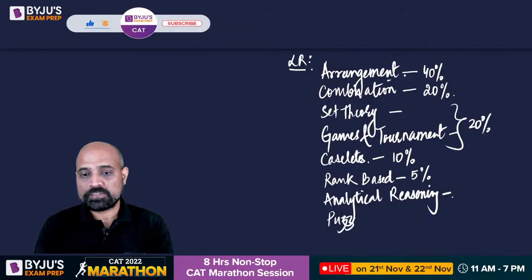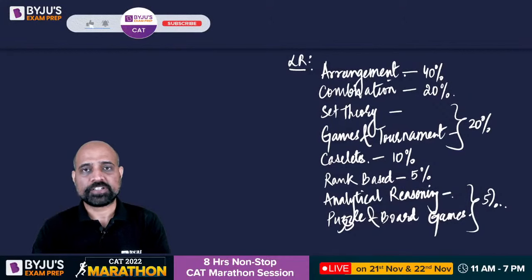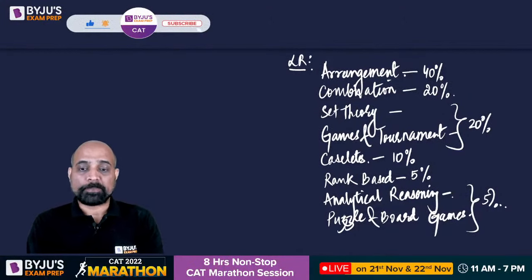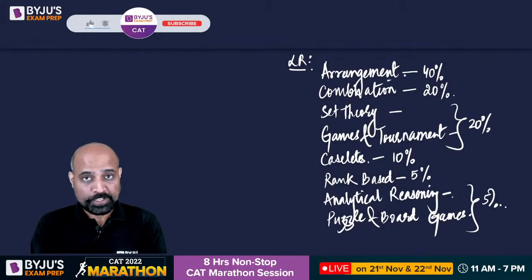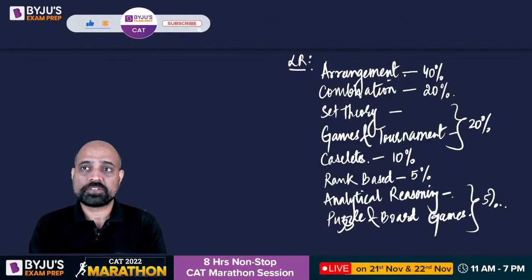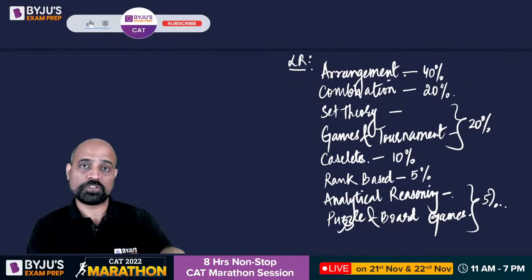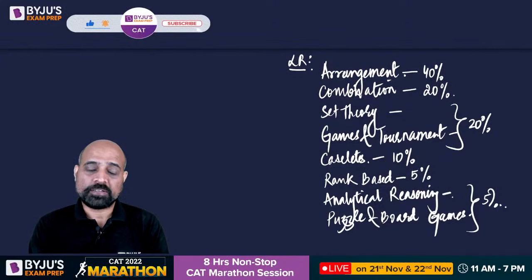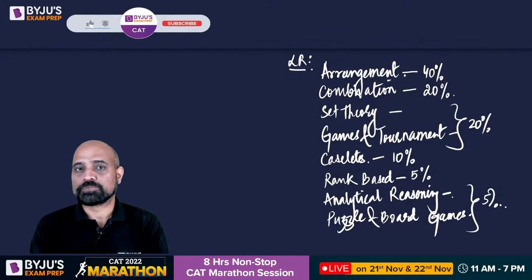Next one is puzzle. Okay, puzzle and board games. So they constitute the remaining 5% weightage. Puzzle and board games are sometimes difficult, if I talk about the overall janta, because not everyone plays board games. For example, I'm not sure if everyone is good at chess. And it's not about being good at chess. Actually, it's more about, do you know the rules?